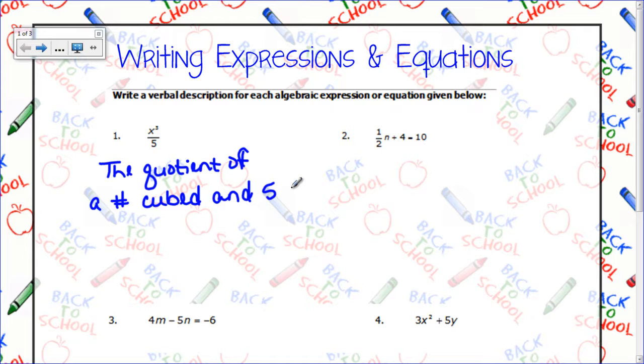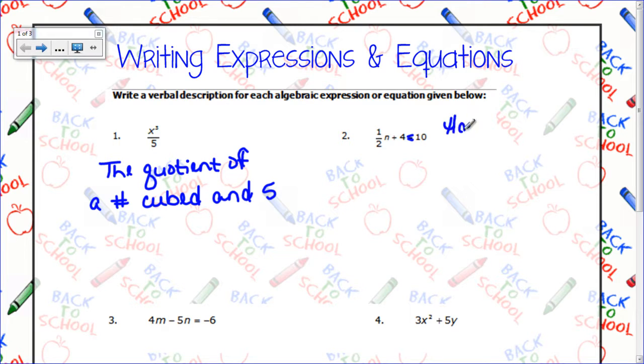So now if you look at number 2, there's a difference. Number 2 has an equal sign. It has 1/2 n plus 4 is equal to 10. I know it doesn't look like an equal sign on my screen, but if you look at your paper, there's definitely an equal sign there. And so when I write this, I have to show that it is an equation by using the word is to show equals. So if I'm going to do this, I have half of a number, because that's what this represents, and so that's how I'll start this.